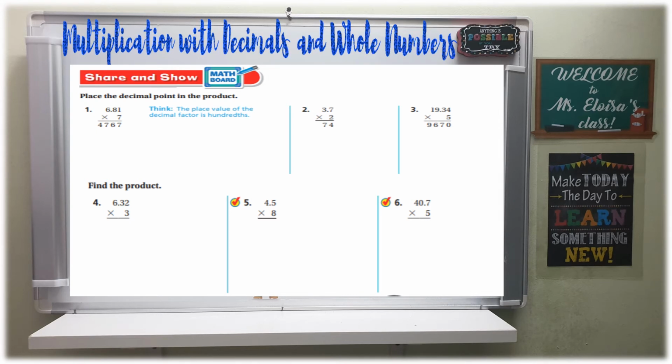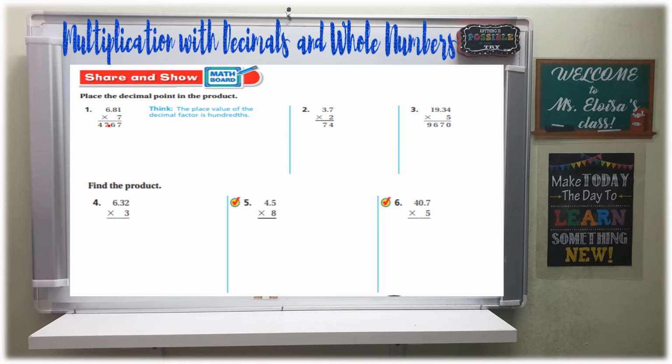That's very good. Since we have two decimal places in our factors, then we will have two decimal places also in our product. That means we will put the decimal point after the number 47. That will give us 47.67. How about number 2?